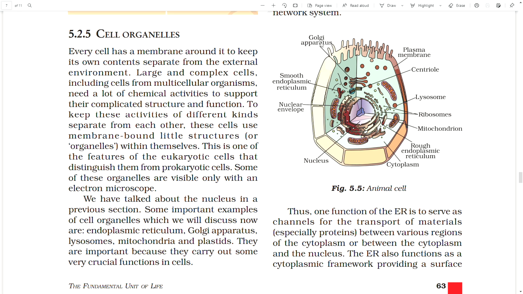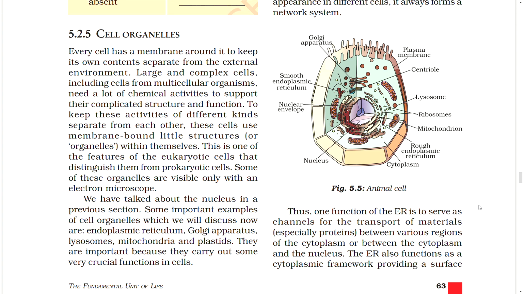Golgi apparatus, smooth endoplasmic reticulum, nuclear envelope, nucleus, cytoplasm, rough endoplasmic reticulum, mitochondrion, ribosomes, lysosomes, centrioles, plasma membrane. Figure: animal cell.